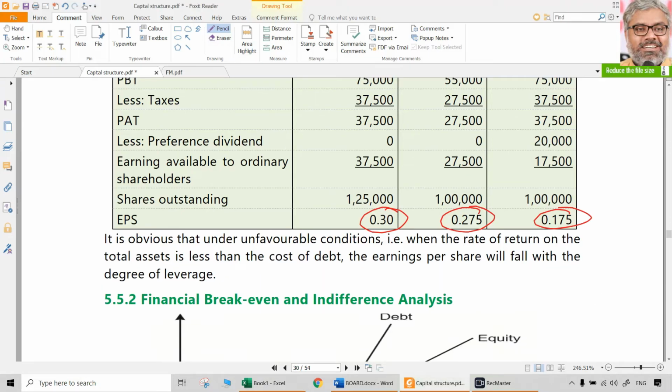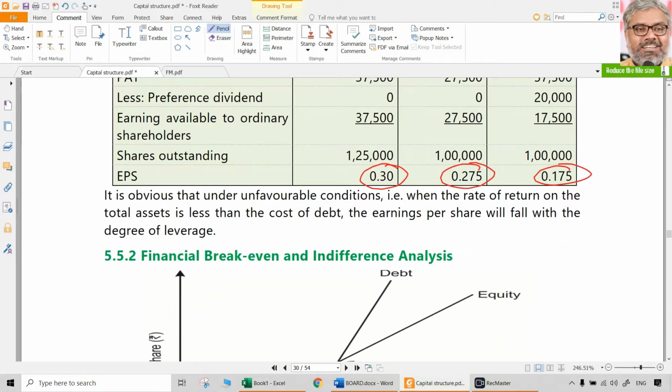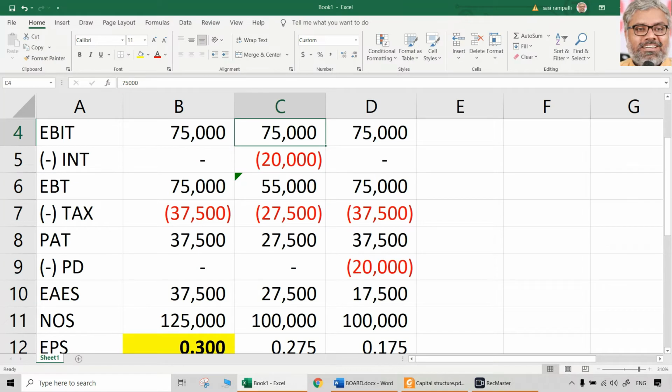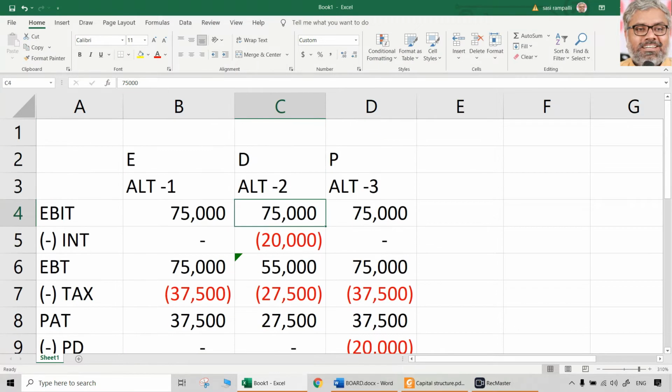So simple logic. When unfavorable conditions are there, that means when the rate of return on the total assets is less than the cost of debt, earnings per share will fall with the degree of leverage. Of course, which leverage? Financial leverage. So earnings per share is not going to increase with the leverage. It is actually going to be lesser than that of the equity option. This is an example of unfavorable conditions. Unfavorable condition here means lower EBIT.